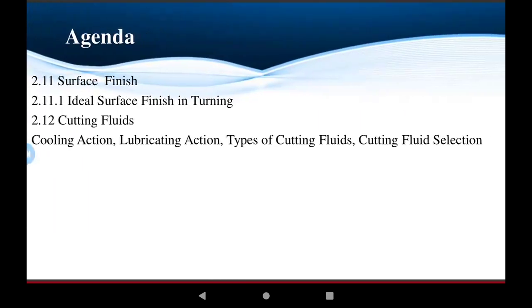The agenda for today in this video: surface finish, ideal surface finish in the turning operation, cutting fluid, cooling action, lubrication action, types of cutting fluid, and cutting fluid selection. Suppose that I choose a special metal cutting and you choose a special fluid.